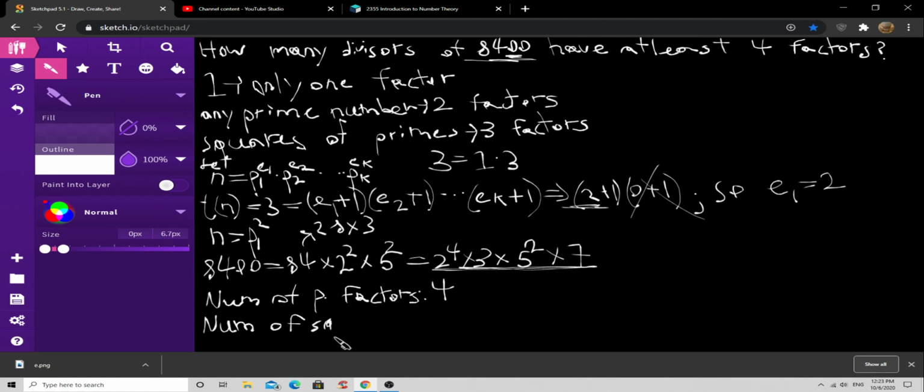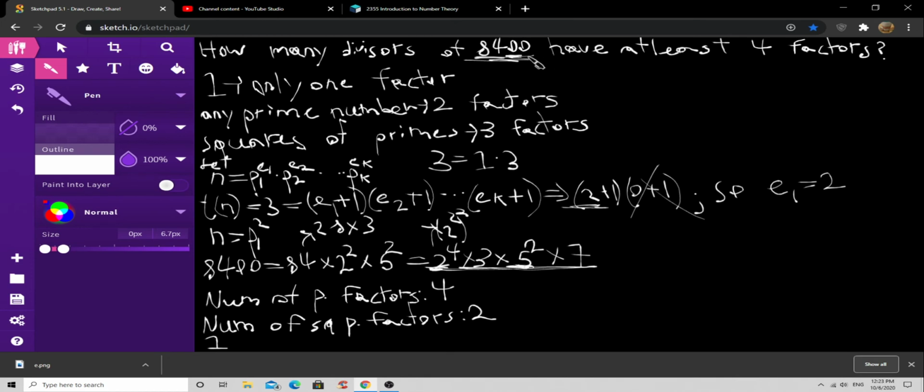Number of square prime factors: well, we have 2 to the 4, which is just 2 squared squared, and we have 5 squared and 2 squared. So we have 2. And then finally, we can't forget our 1. So now we found all the values that we don't want, the ones that have less than 4 factors, so 1, 2, and 3 factors.